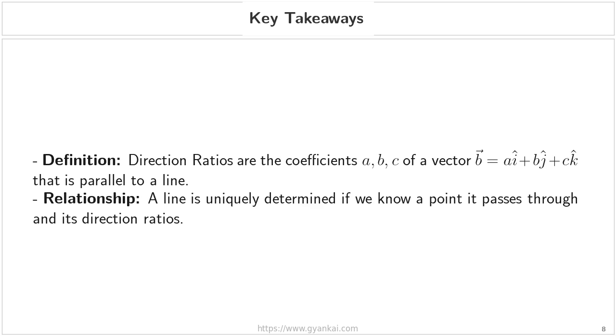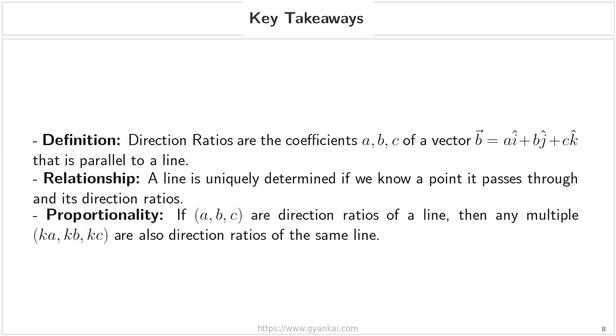Next, let's look at the relationship between points and direction. While direction ratios tell us which way the line is pointing, they don't tell us where the line is located in space. To uniquely determine a specific line, you need two things: a fixed point that the line passes through, and these direction ratios to set the orientation.